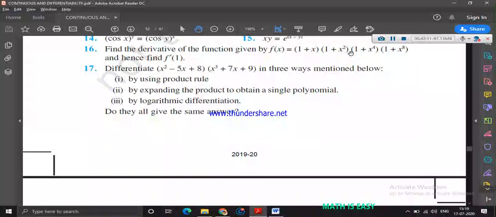So for exercise 5.5 we already explained certain questions. Certain questions are given as homework. Please try to solve them. If any doubt, we'll discuss in the live session.